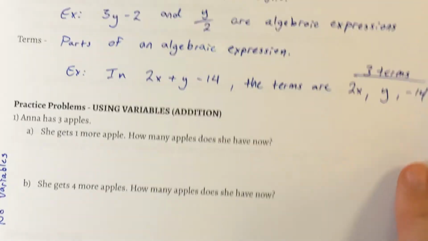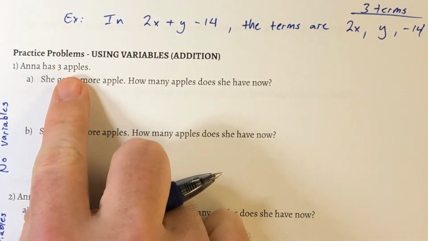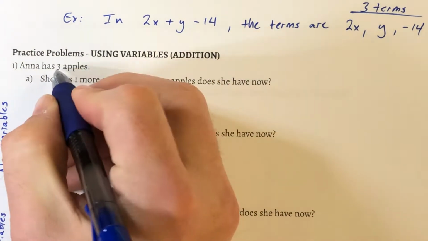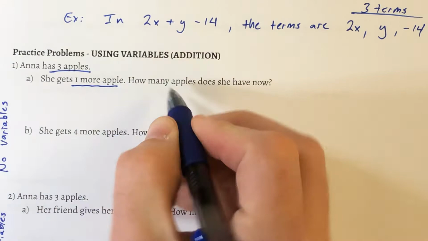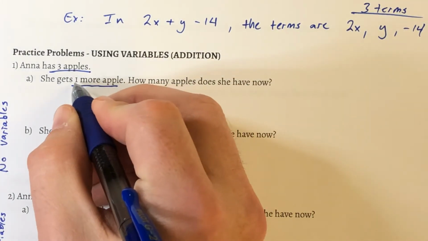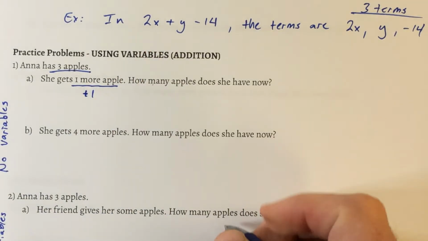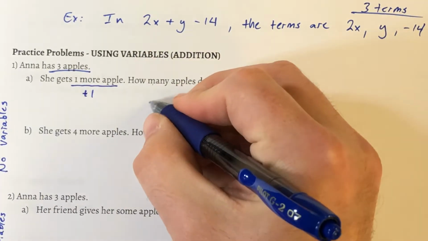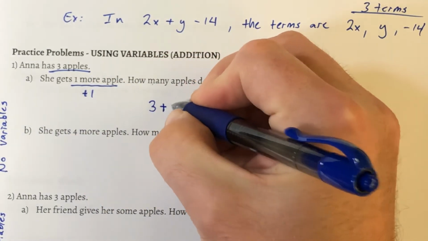All right. Our first example. Anna has 3 apples. She gets 1 more apple. How many apples does she have now? So think, what does 1 more mean? It means you're going to add 1, right? So what do we start with? She starts with 3 apples. She gets 1 more, so plus 1.